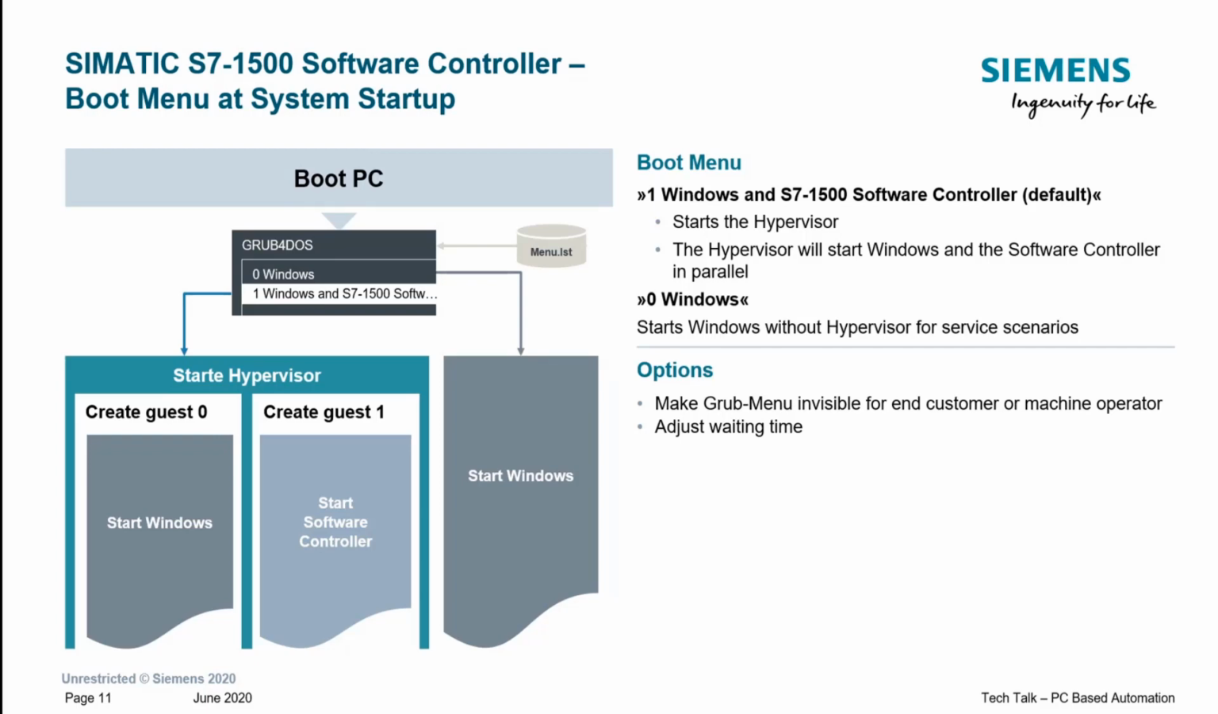And when the Siemens hypervisor starts, it creates two virtual machines. One of those virtual machines is a VM for Windows, and the other one is a VM purely for the software controller. And the way this works under the bonnet is a chunk of RAM is taken for the work memory of the PLC, and one CPU core is taken for the PLC. And the rest of it is then presented to Windows.